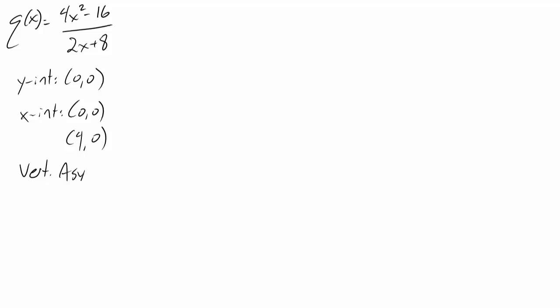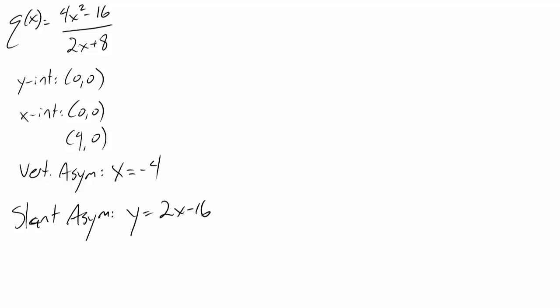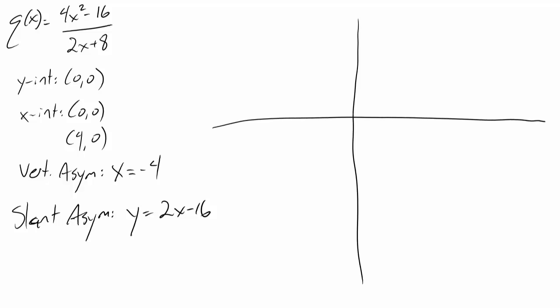We found a vertical asymptote at the line x equals negative 4, and our slant asymptote, the line y equals 2x minus 16. All right, so we're going to use that information to sketch a rough graph of q of x.